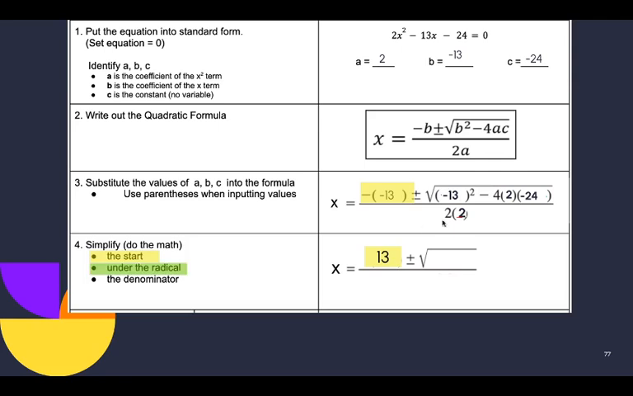The second thing I'm going to simplify is what we call under the radical. Under the square root is this whole section. So I'm not going to type the square root into the calculator. Instead, I'm going to start typing parentheses, negative 13, close the parentheses, squared, minus 4, parentheses 2, parentheses negative 24. You can try this out in your calculator. We're going to reduce this to one value, and that value is going to be 361. If you tried it out, you should get 361. We still have our plus or minus and our square root. We're just simplifying everything under the radical down to one number.